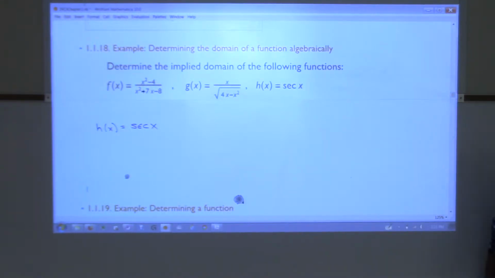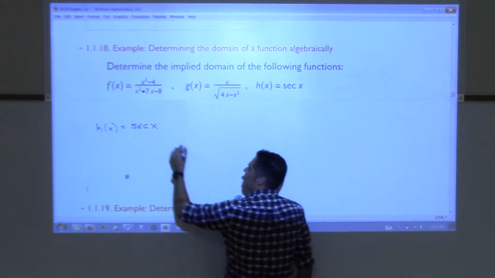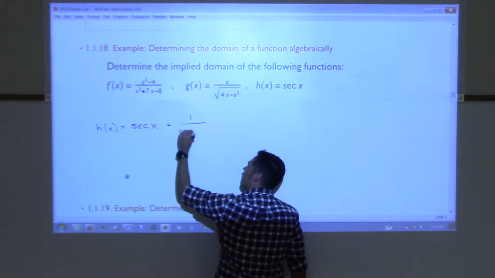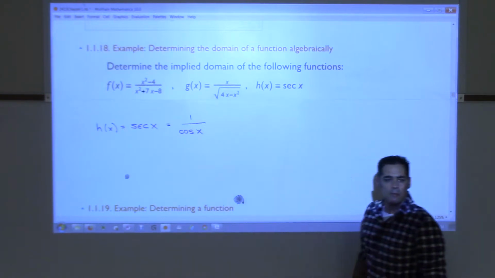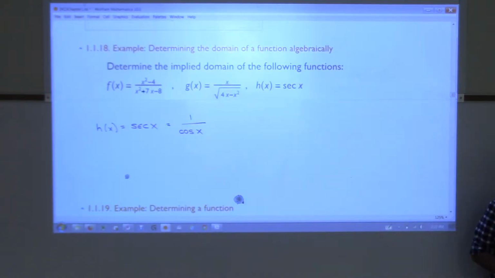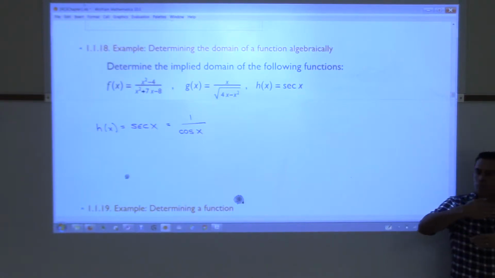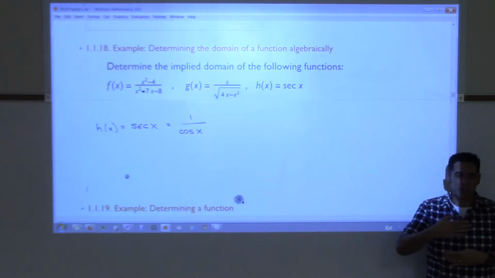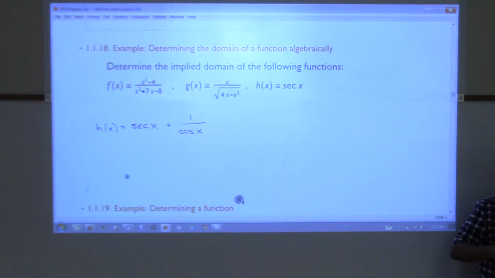Secant, by definition, secant is the reciprocal function of cosine, isn't it? This is 1 over cosine x. That's the definition of secant. So if you look at that now as a ratio, we know that that would only run into a problem if we had cosine of x being 0. Do you agree? So that's what we have to ask ourselves. Where is cosine 0? When is cosine 0?